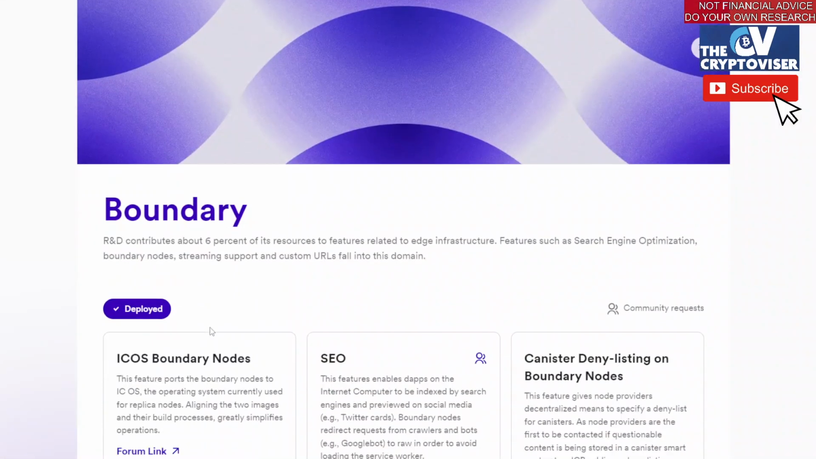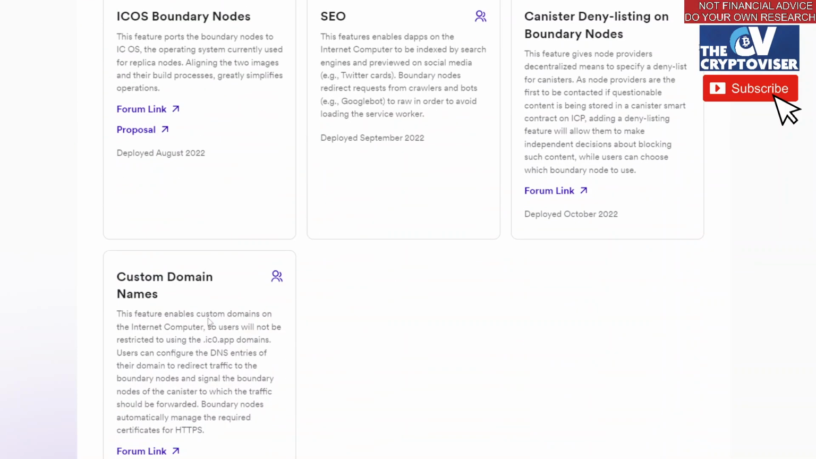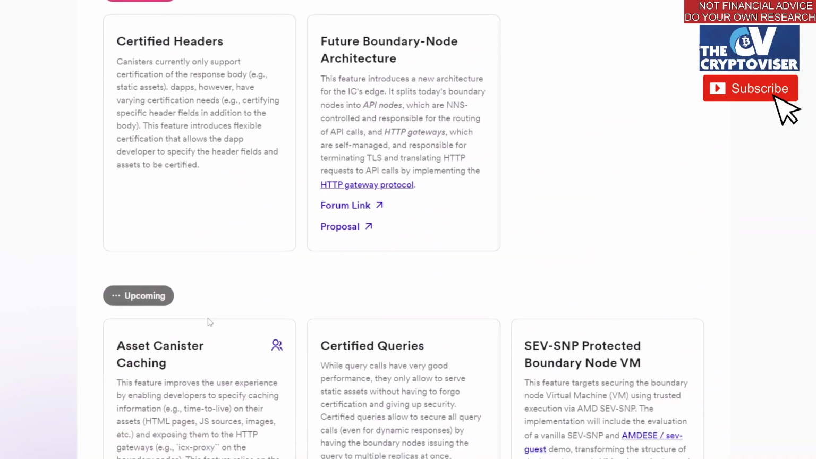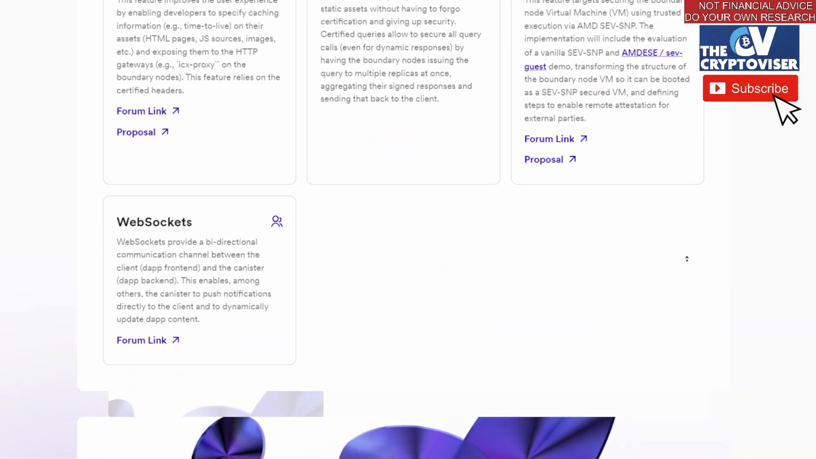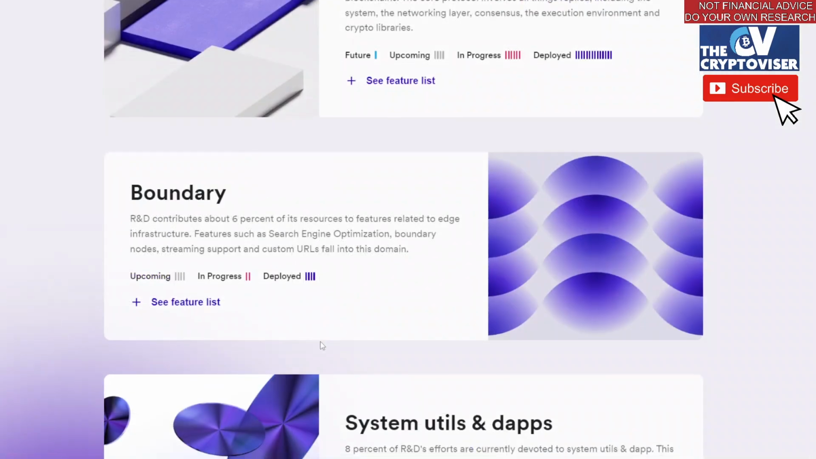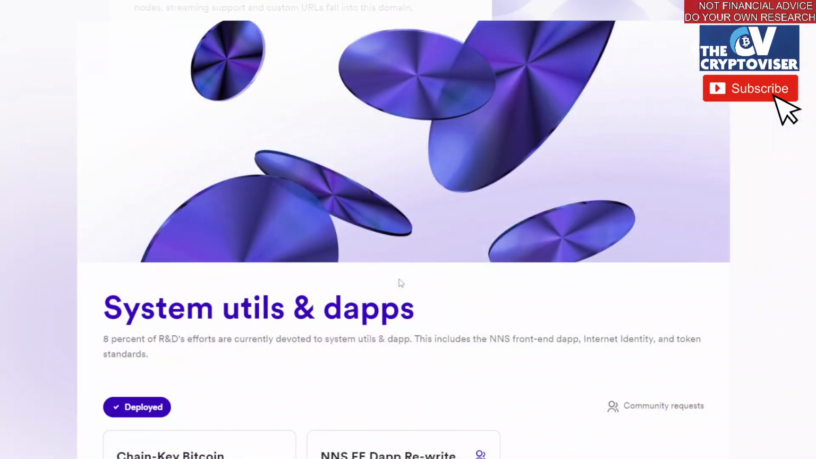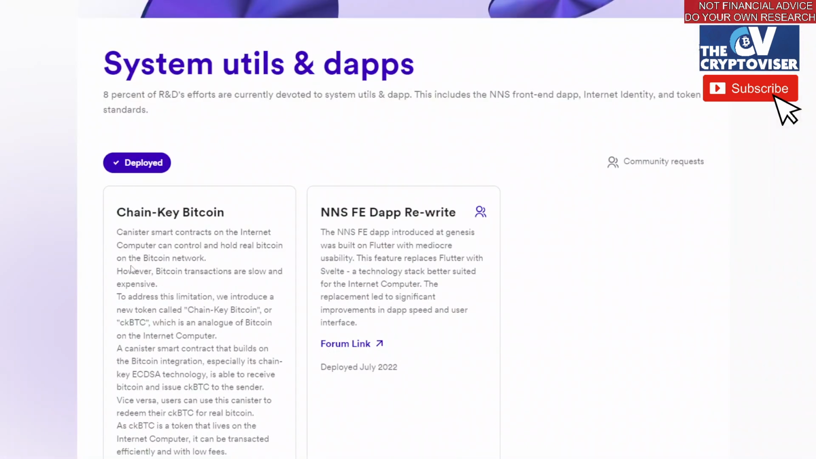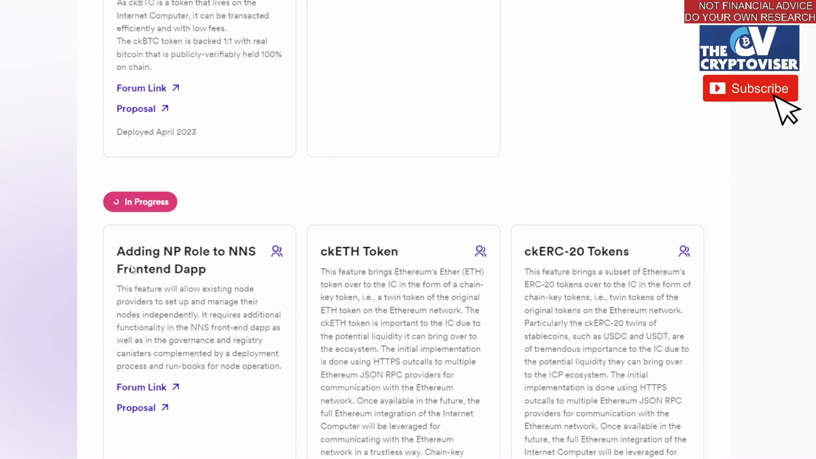Now, research and development contributes about 6% of their resources to features related to edge infrastructure, such as search engine optimization, boundary nodes, streaming support, and custom URLs into this domain. And so you can see, stuff having nothing to do with USDC or interoperability. So yeah, this category is nothing either. System utilities and dApps. Obviously, chain key Bitcoin has already been deployed.